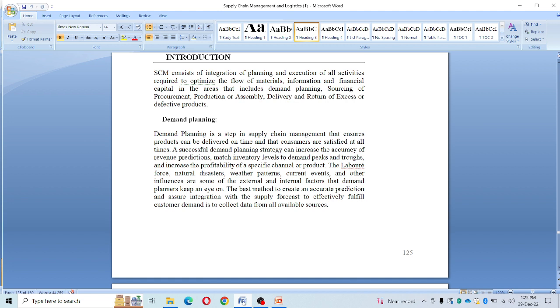because we have seen planning and forecasting, we have different methods in SCM altogether, qualitative and quantitative. So a successful demand planning strategy can increase the accuracy of revenue predictions also, matching inventory level to demand peaks and troughs also, and increasing the profitability of specific channel or product.